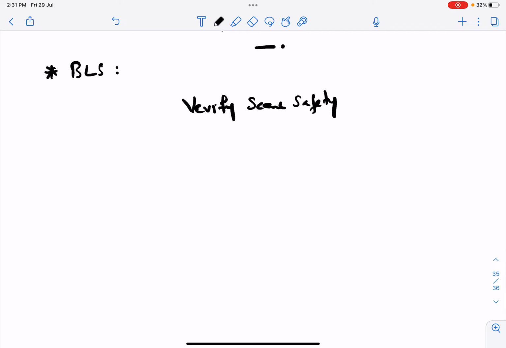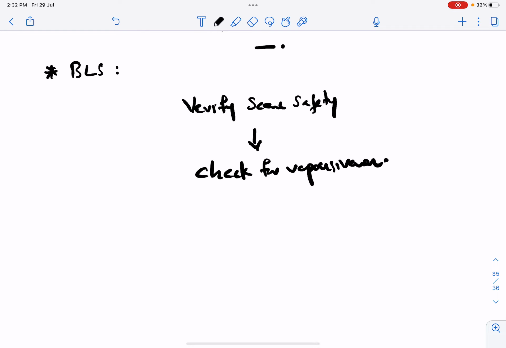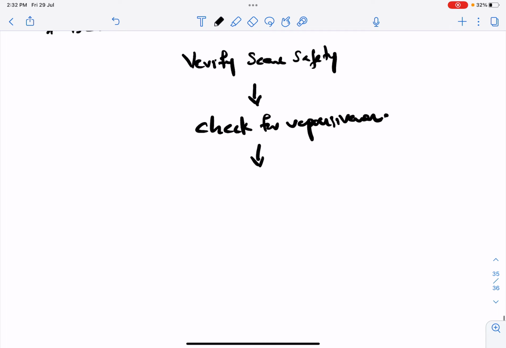After verifying scene safety, you have to check for responsiveness. So the second step is check for responsiveness. How will you check for responsiveness? You can tap the victim's shoulder and shout, "Are you okay?" If the patient is not responding, the third step is nothing but call for help.